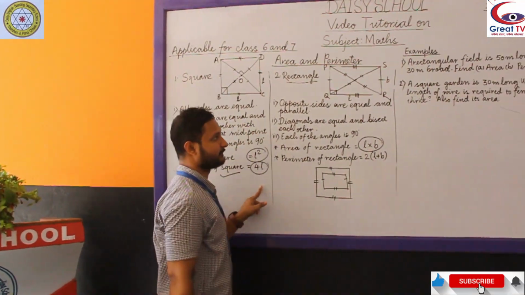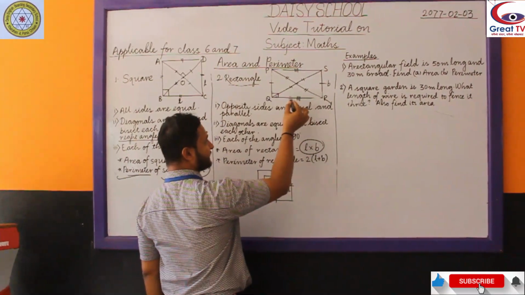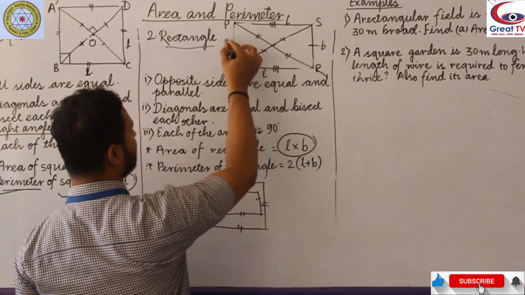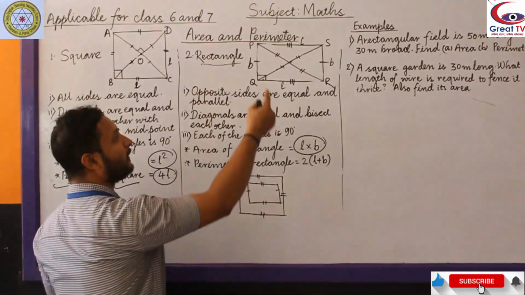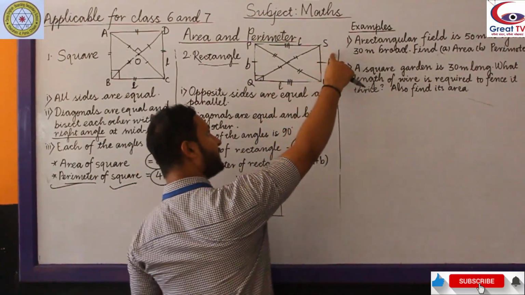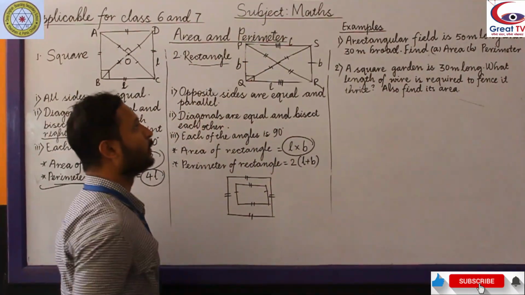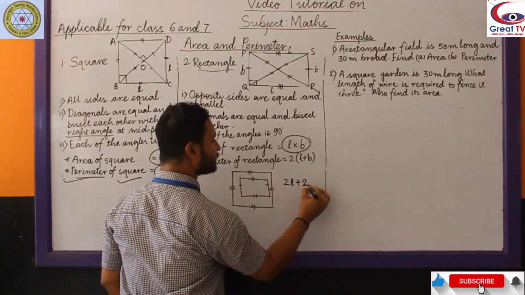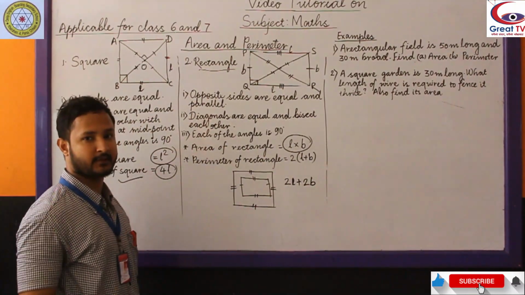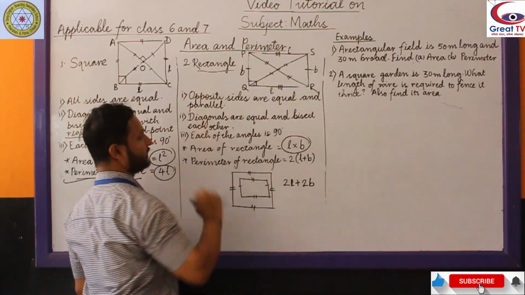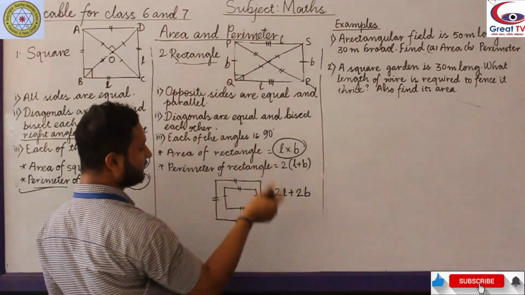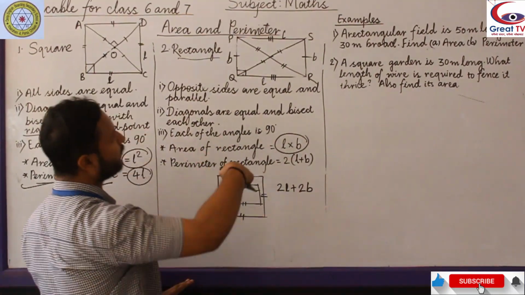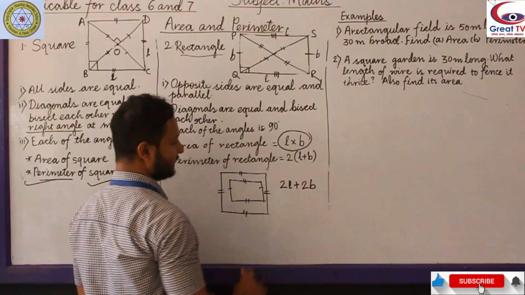Let's move to rectangle. Suppose this is length, and this would also be length. If this is breadth, this would also be breadth. So when we add all the sides, L plus B plus L plus B, we get 2L plus 2B. Okay? Because there are 2 lengths and 2 breadths. So 1 length plus 1 length, 2 lengths. 1 breadth plus 1 breadth, 2 breadths. So if we add all the 4 sides, we get 2L plus 2B.